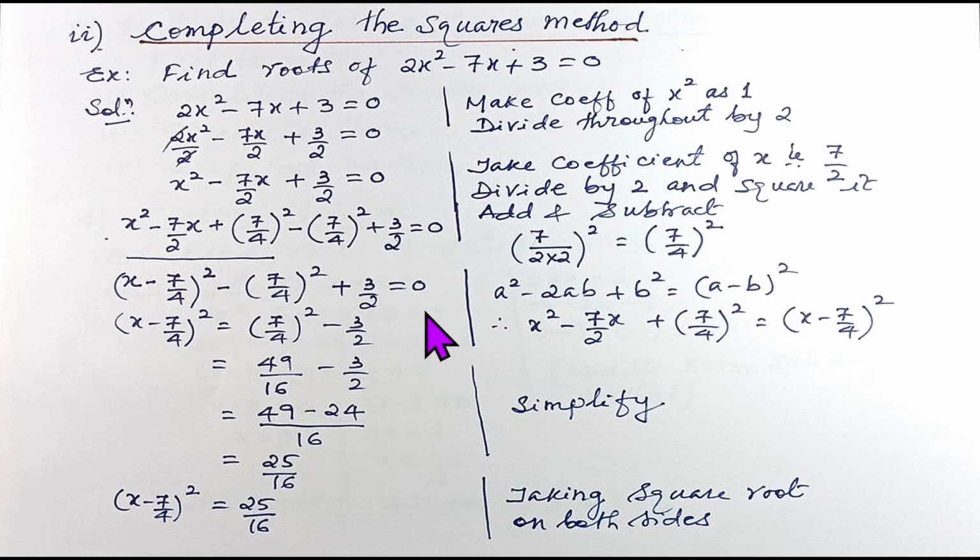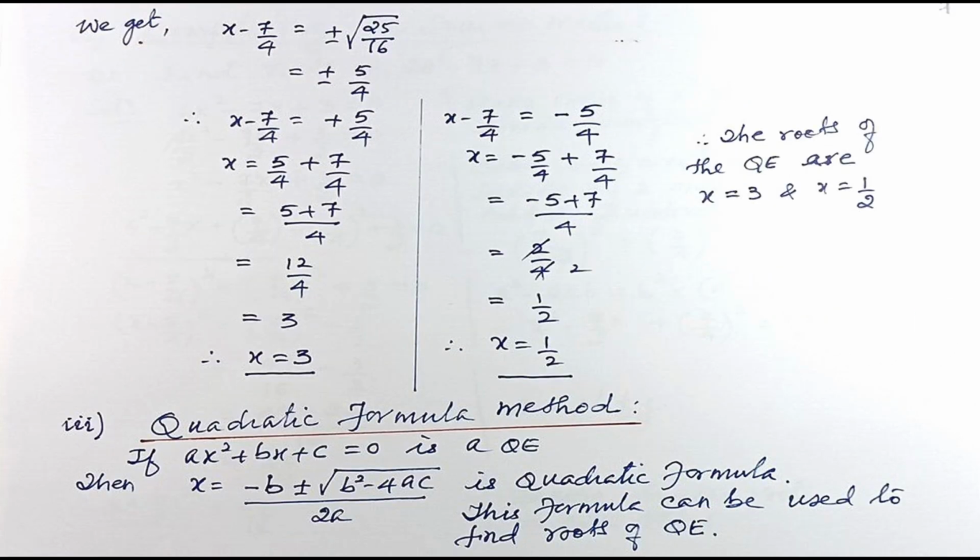Transfer these two terms to the RHS. We get 7 by 4 whole raised to square minus 3 by 2. Simplify this, we get 25 upon 16. That means x minus 7 upon 4 whole raised to square is equal to 25 by 16. Now let us further simplify this. By taking the square root on both the sides, we get x minus 7 by 4 is equal to plus minus root of 25 by 16, that is plus minus 5 by 4, because square root of 25 is 5, square root of 16 is 4.